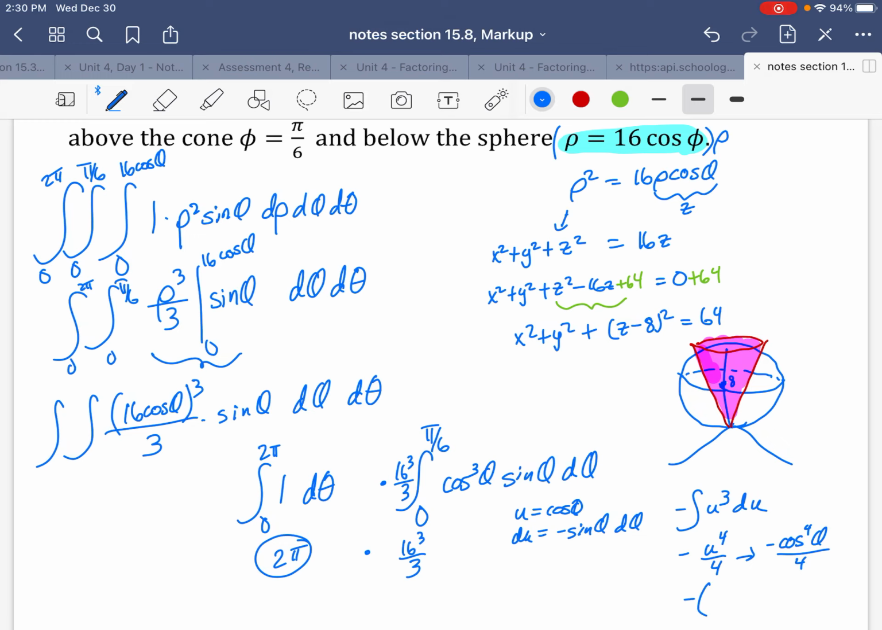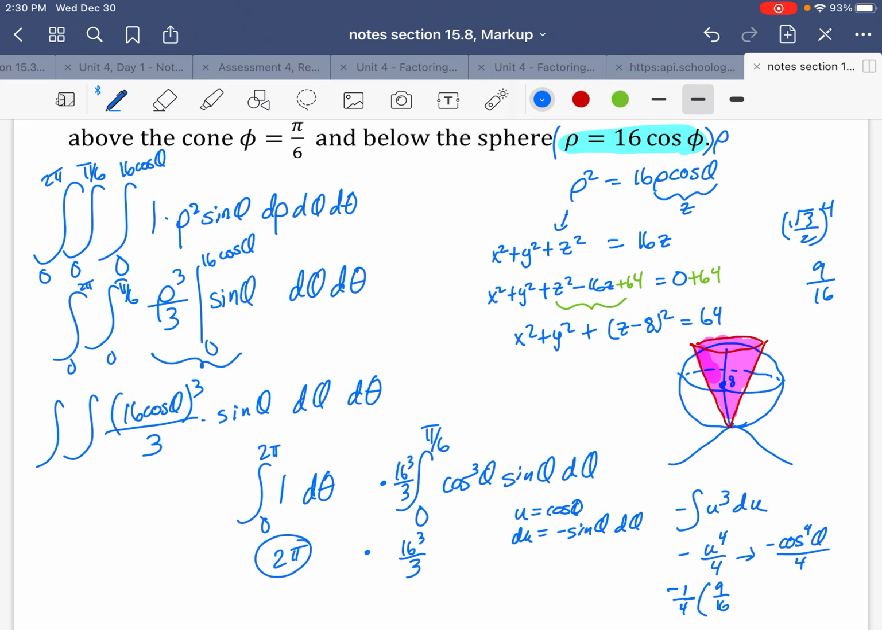So let's take that negative out of there, and why don't we also take the 4 out of there. So I'm going to have a 1/4, a negative, and cosine of pi over 6. Cosine of pi over 6 is radical 3 over 2, but it's to the 4th power. All right, so radical 3 over 2 to the 4th power, the bottom would become 16, and the top would become 9.